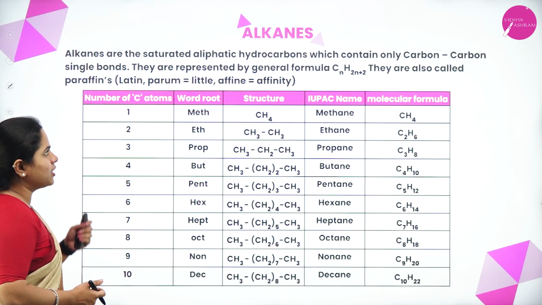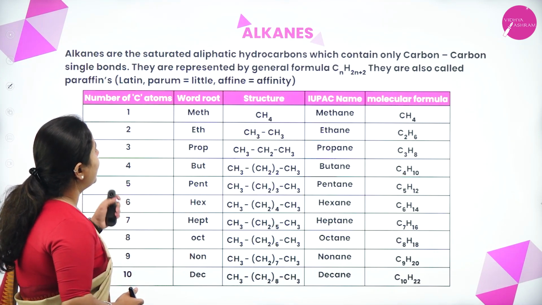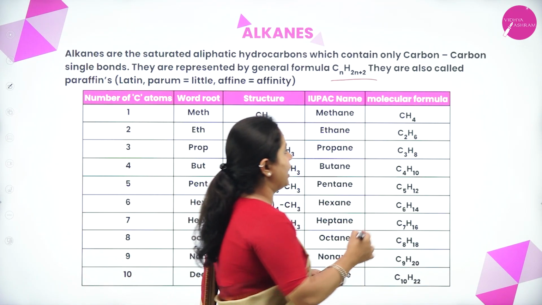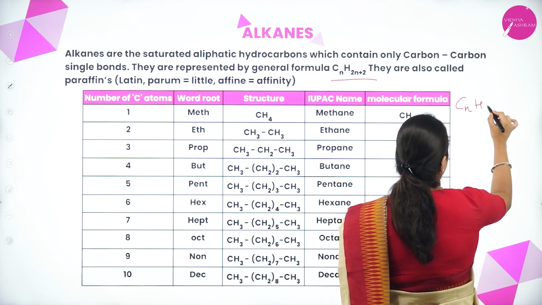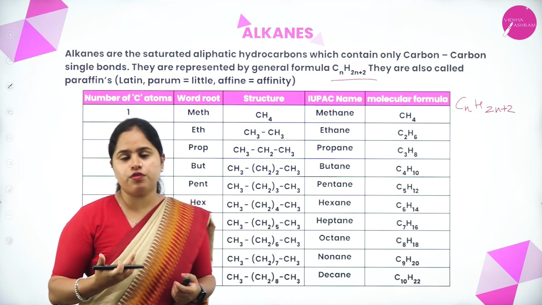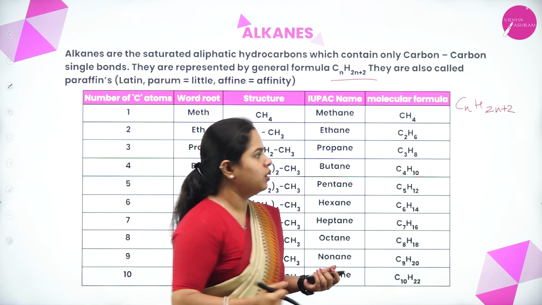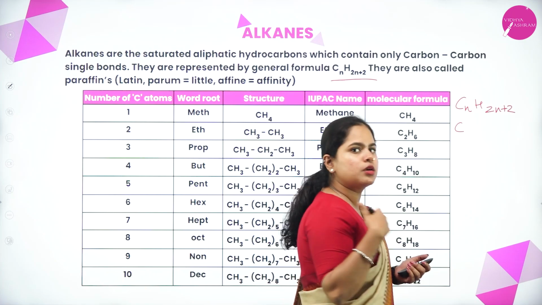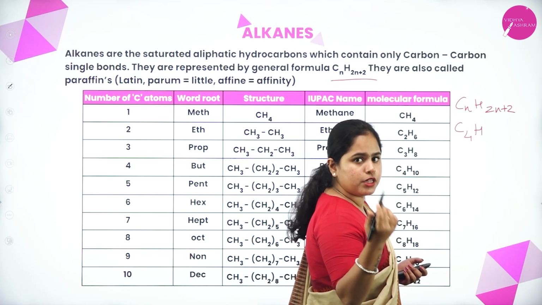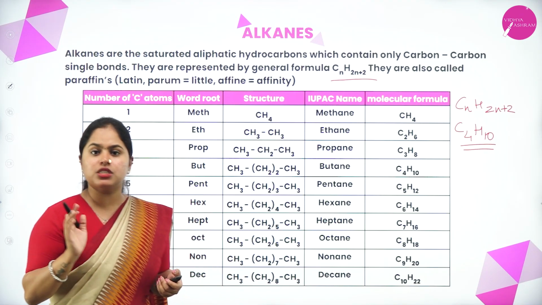Alkanes are the saturated aliphatic hydrocarbons which contain only carbon-carbon single bonds. We already know that. And they are represented by the general formula CnH2n+2. So what is the use of this general formula? If I want to find the molecular formula of an alkane which contains, let's say, 4 carbon atoms, in place of n I will substitute 4. So C4H, 2 into 4 is 8, 8 plus 2 is 10. I just have to substitute in this equation to get the molecular formula of the alkane. So this is the general representation.